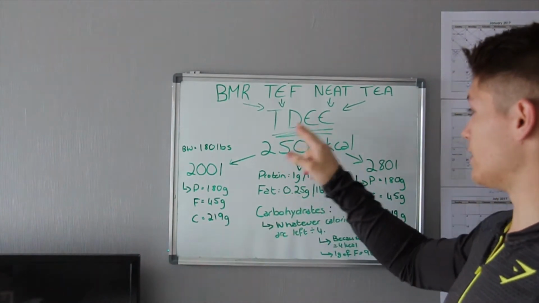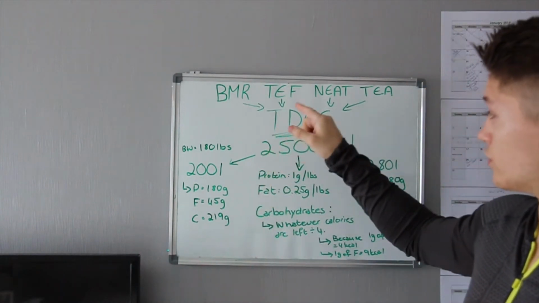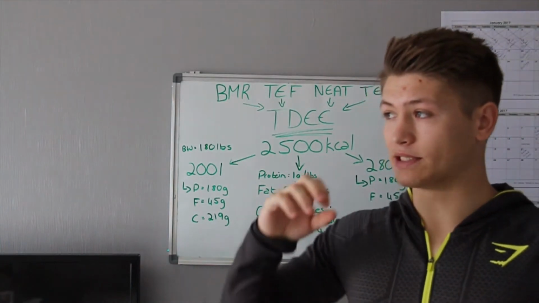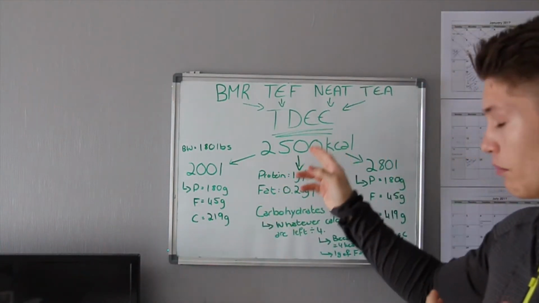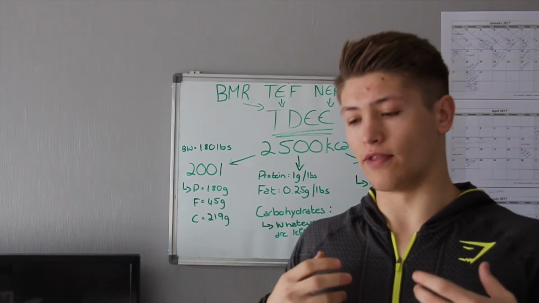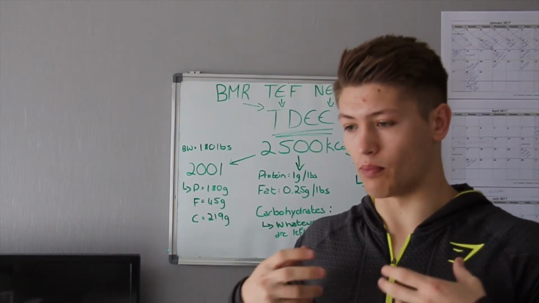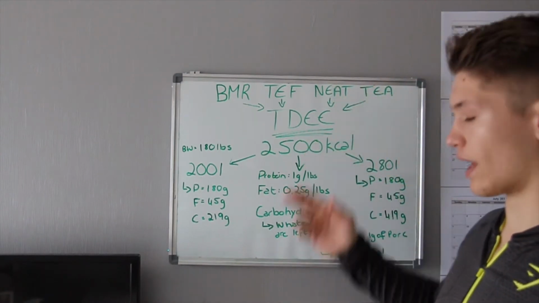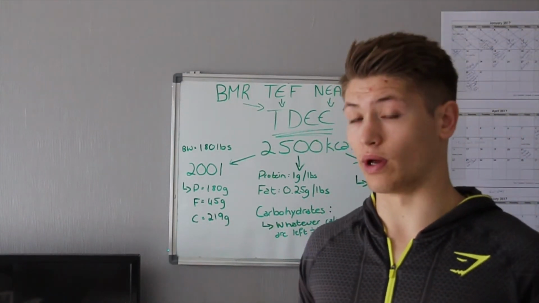And today I decided to talk about calories, flexible dieting, how to lose weight, how to gain weight, and basically the basics of nutrition. So to start off, we need to know what TDEE means. This is your total daily energy expenditure. Basically, this is the amount of calories that your body burns throughout the day on average. So these are the amount of calories that you would have to eat to maintain your weight.